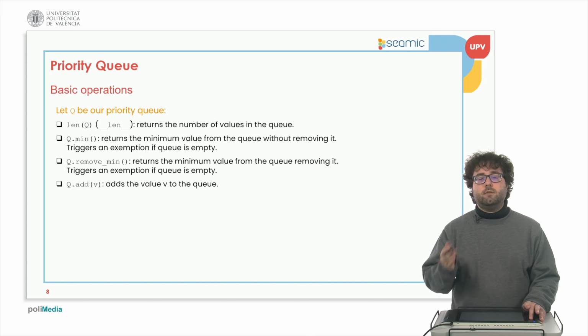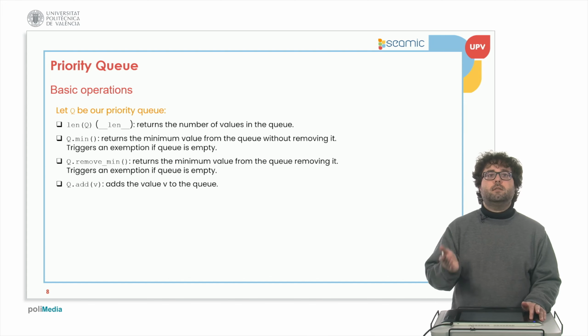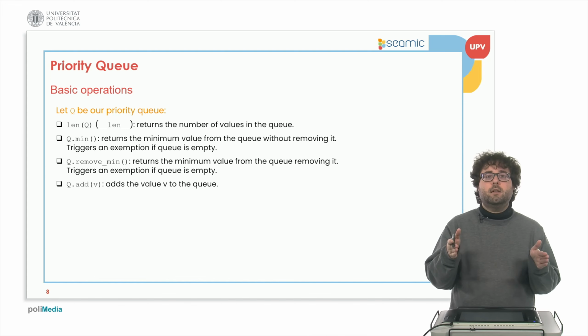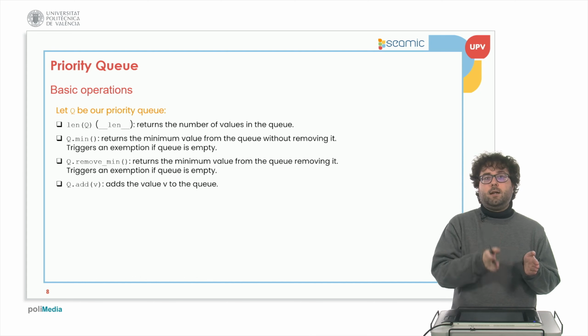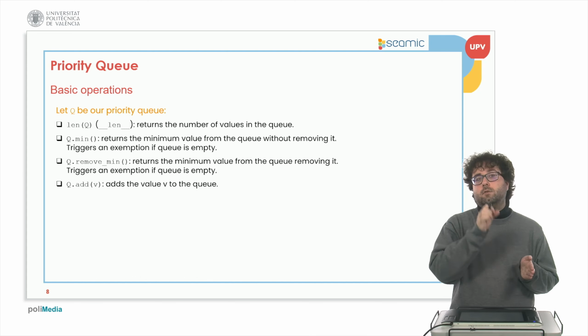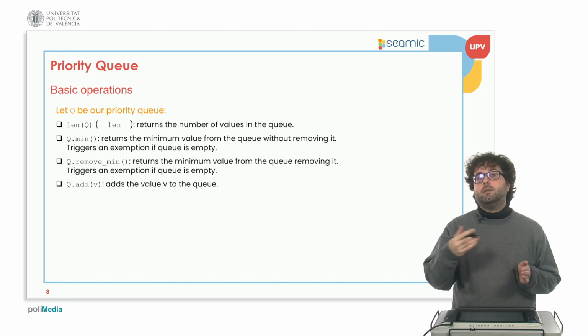So, if we recall the basic operations we defined in the previous lecture, we have the length of the queue, which in this case, since the heap is represented as a list, we can reduce to just computing the length of a list. Obtaining the minimum element is also trivial, since it's always placed at the head of the list. It's just accessing the first position of the list. And the two interesting operations are removing that minimum element, the first value of the list, and adding a new element to the queue.